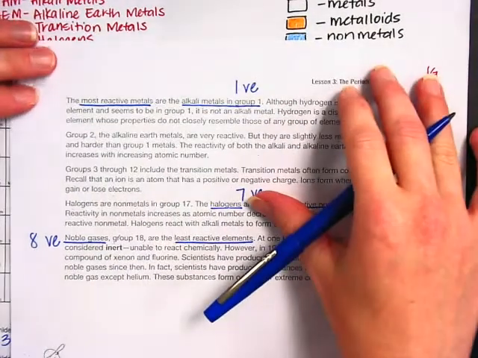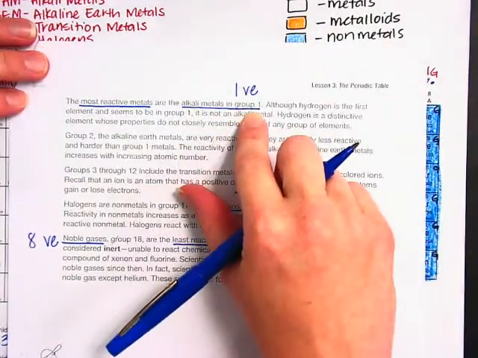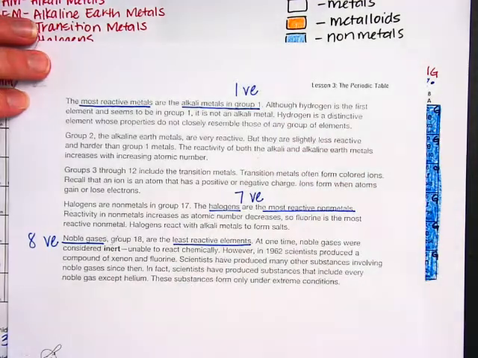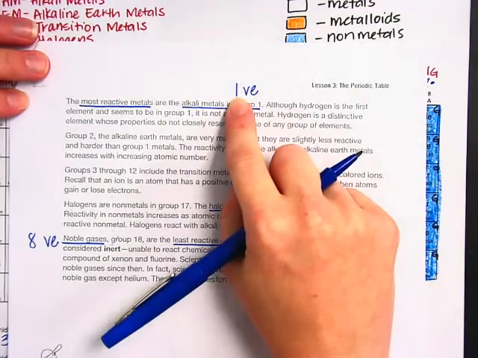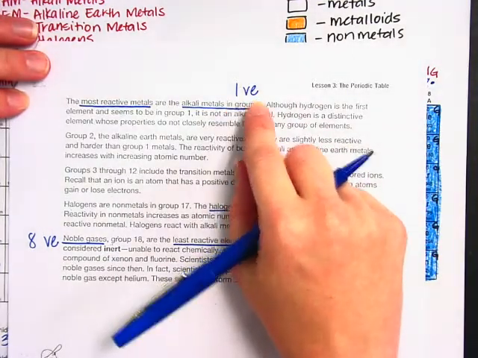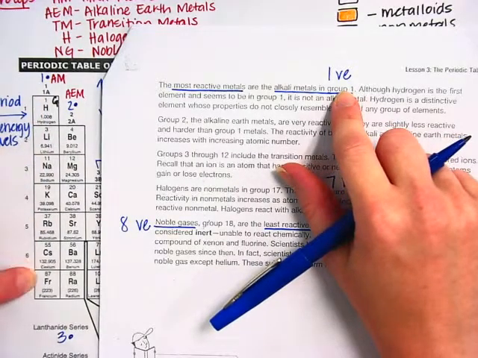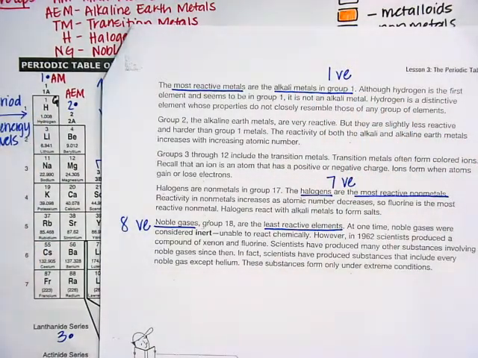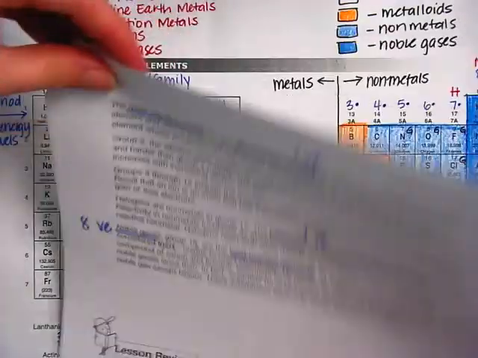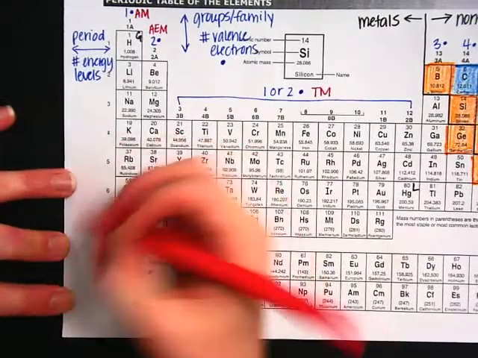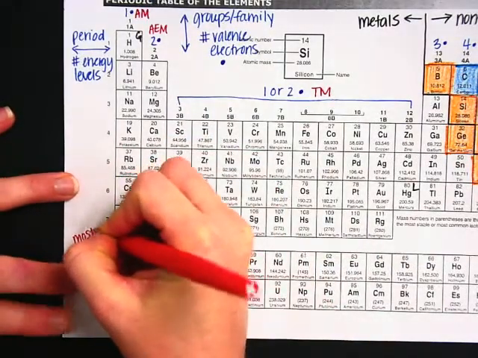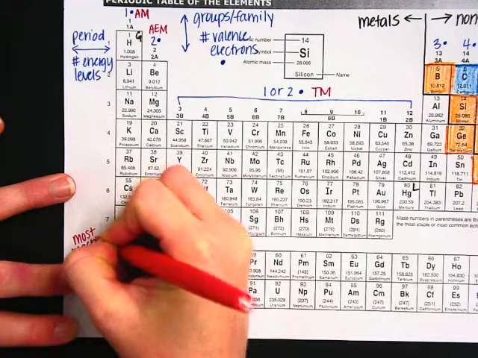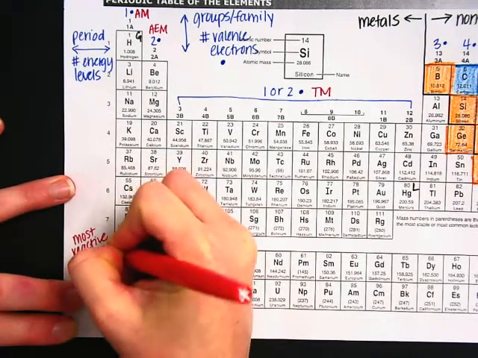It says the most reactive metals are the alkali metals in group 1. The alkali metals in group 1, yesterday y'all told me they have 1 valence electron because they're in group 1. That would be these metals right here. Okay? They are the most reactive. So what I want you to do is I want you to get a pencil or pen or whatever you want to use. Come to your periodic table, and down here next to group 1, we're going to write most reactive metals.